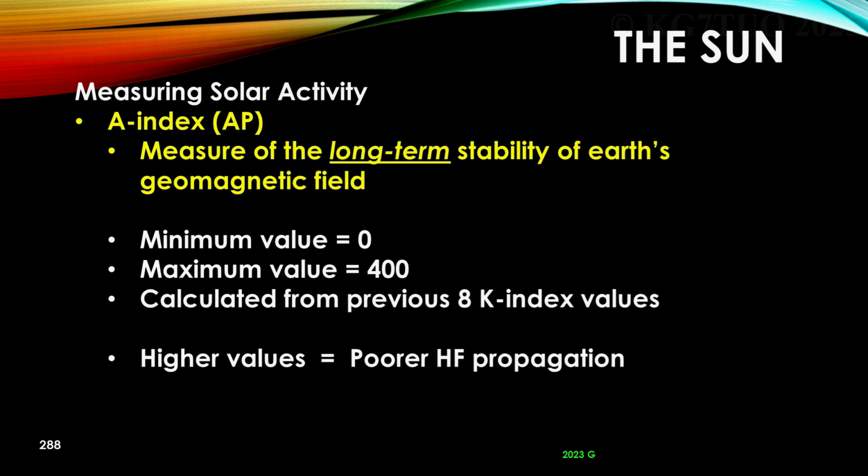Higher values than for poor HF propagation. The K index is every 3 hours. The A index is 8 K indexes, so 8 times 3 is 24 hours. So the K index is calculated every 24 hours. The A index is every 3 hours. That's right, and that's backward. Wait. K index is 3. Yeah. The A index is 24.